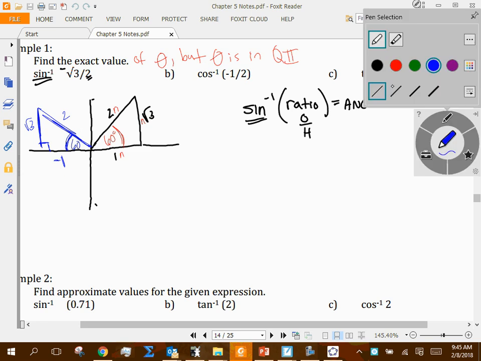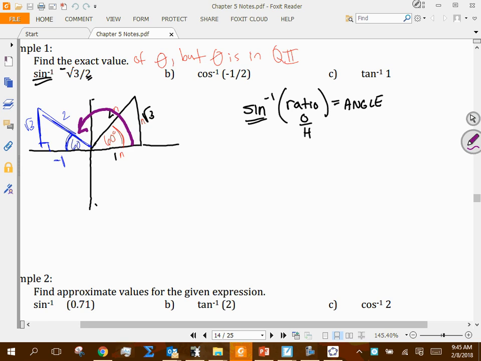But when they ask for an angle theta, they're always asking for an angle from standard position. So we're actually looking for that angle there, that purple angle. How big would that purple angle be? 120, right? Does that make sense to everybody? So right now we just found out that with our calculator, sine inverse of root 3 over 2 is 60 degrees, meaning then that the sine of 60 should be root 3 over 2, correct? Does that make sense?